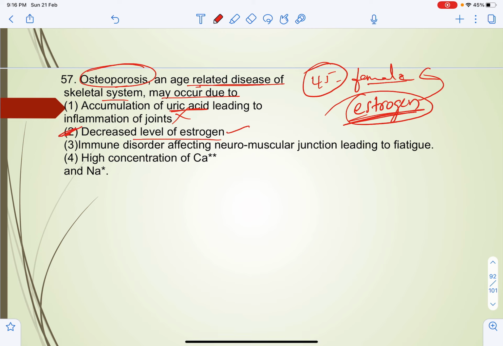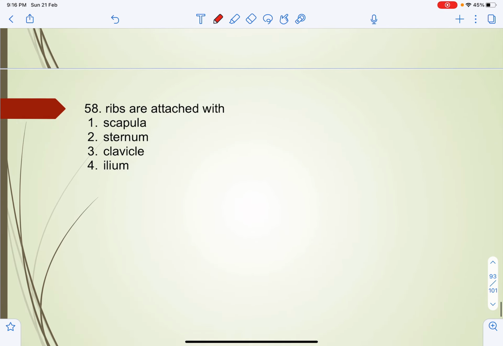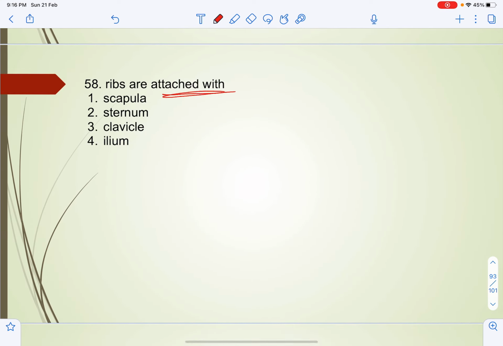So NMJ, neuromuscular junction, we know that is where exactly myasthenia gravis occurs, which leads to fatigue. Next question, ribs are attached with the breastbone, also called the sternum. Ventrally, if they ask ribs are attached ventrally with, you can select sternum.